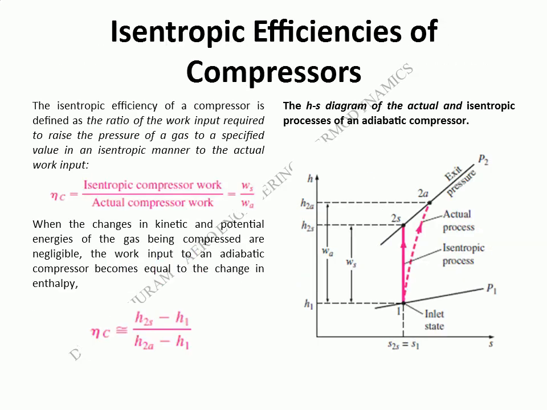Isentropic efficiencies of compressors. The isentropic efficiency of a compressor is defined as the ratio of the work input required to raise the pressure of a gas to a specified value in an isentropic manner to the actual work input, when the changes in kinetic and potential energies of the gas being compressed are negligible. The work input to an adiabatic compressor becomes equal to the change in enthalpy.